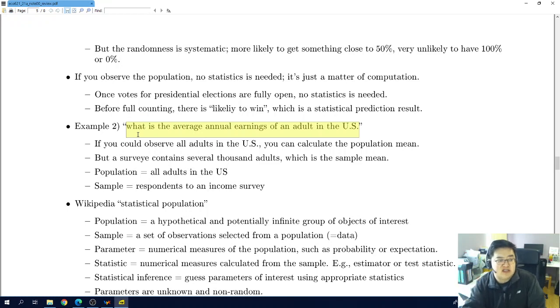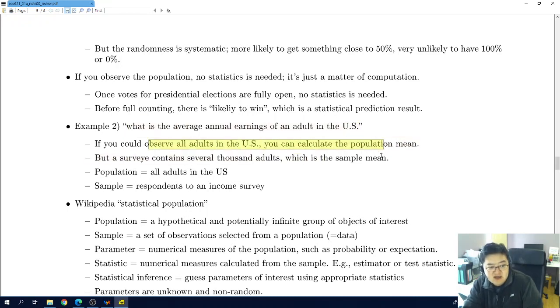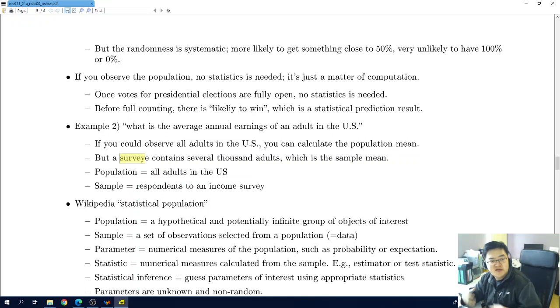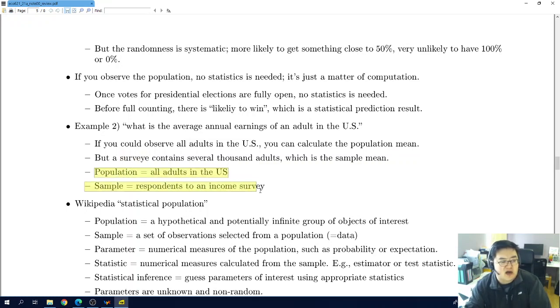So in this case, you don't need statistics. On the other hand, you need statistics because you cannot observe all of them. That is the survey. You only survey a certain number of adults. Still, the number is quite large, like several thousand, or sometimes more than 10,000, several tens of thousands. But still, that's not the whole part of the population. So you need to use some statistical argument.